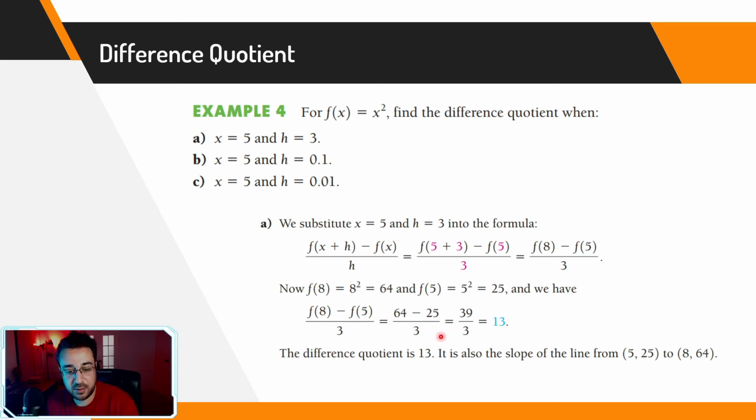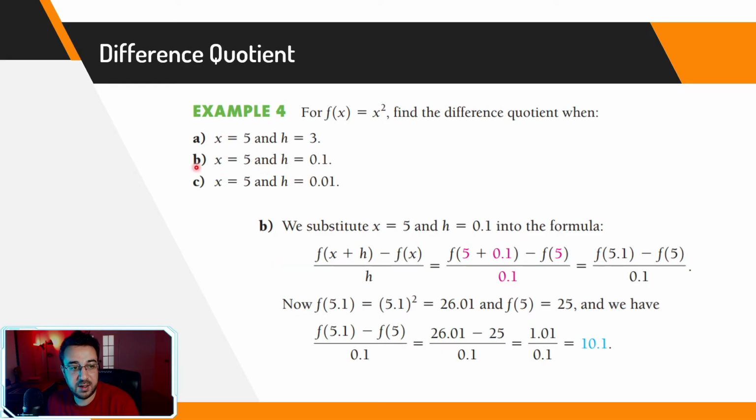So it is important to remind you that the difference quotient equals 13, same as what we mentioned in the average rate of change. That represents the slope of the line from the point 5 and 25 to 8 and 64. Why do we see that? 5 is x1, 25 in this case is f of 5, and we have 8 as x2, and f of 8 is 64 as y2.